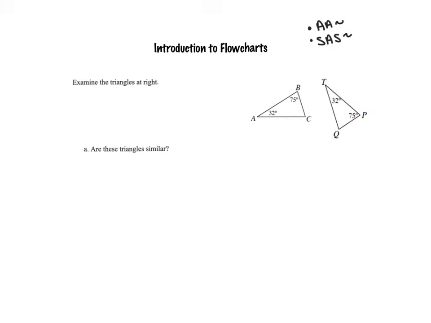Good, these triangles are similar because of angle-angle. I have two pairs of angles that are the same here. So I could say yes, by angle-angle, which means two pairs of angles are congruent.